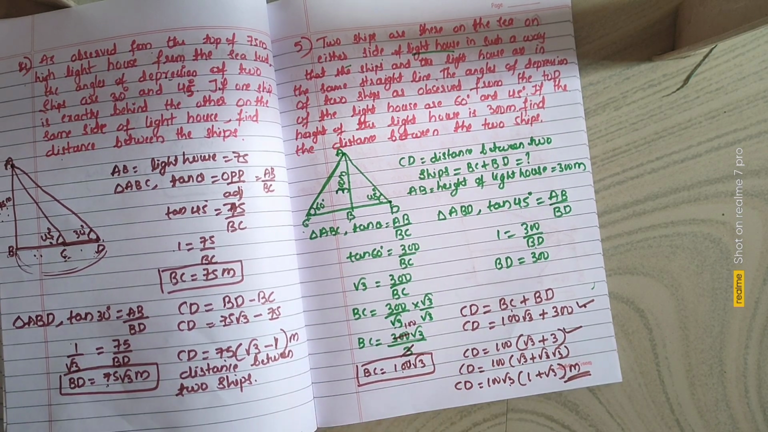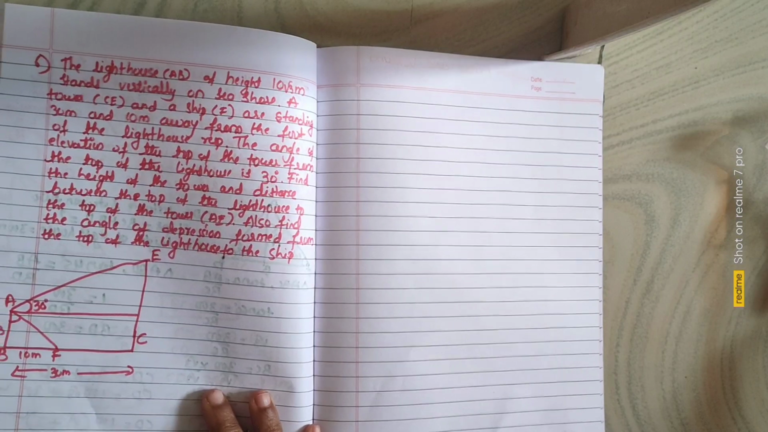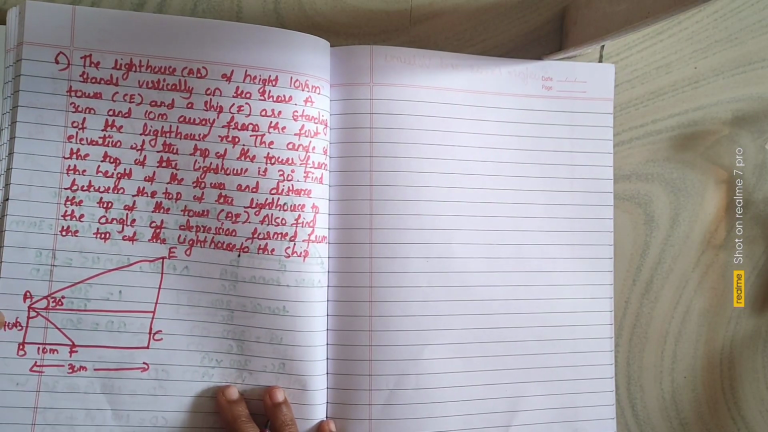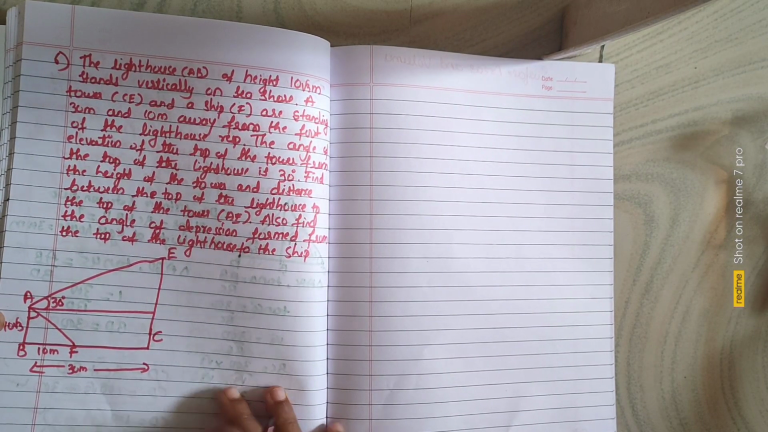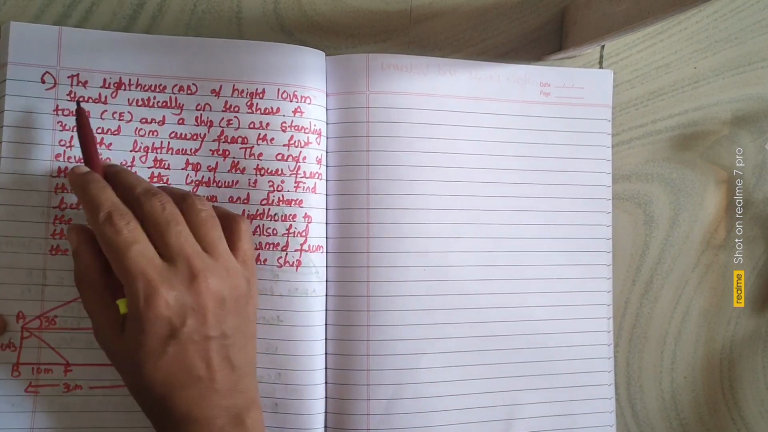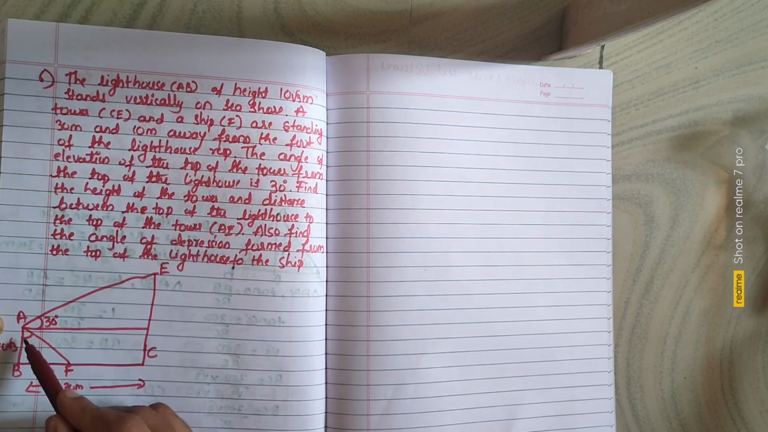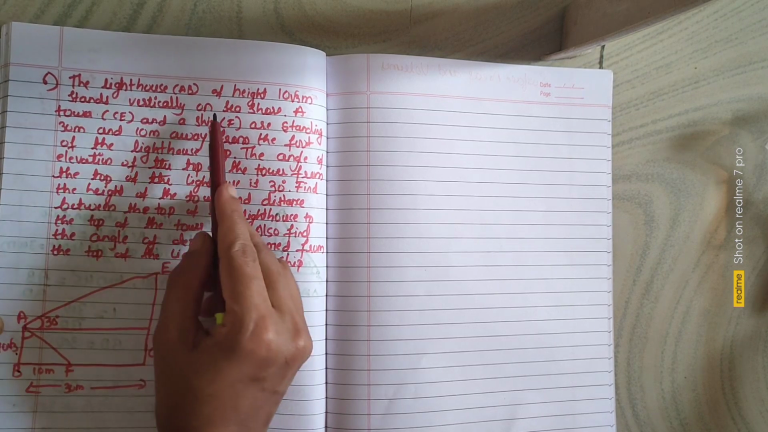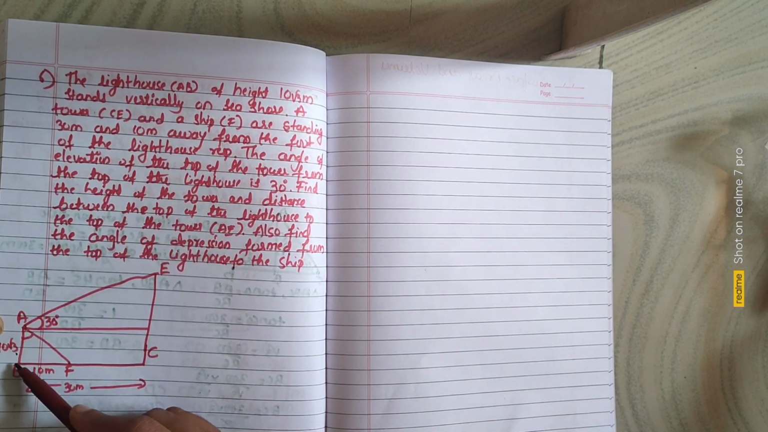Okay. This question was recently asked in a state level paper. Okay, the first question, let us consider the question here. The lighthouse AB, okay, see this is lighthouse AB of height 10 root 3, stands vertically on the seashore. Okay, this is vertically here.